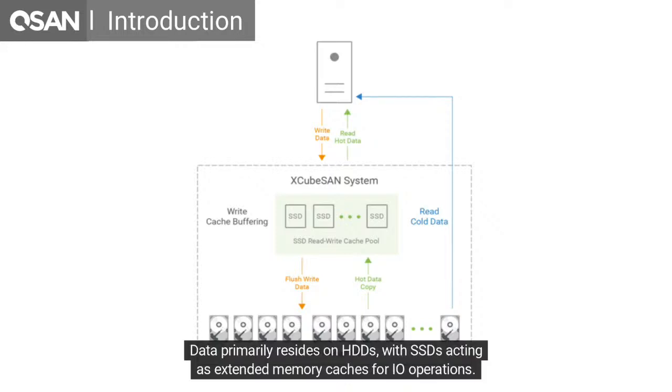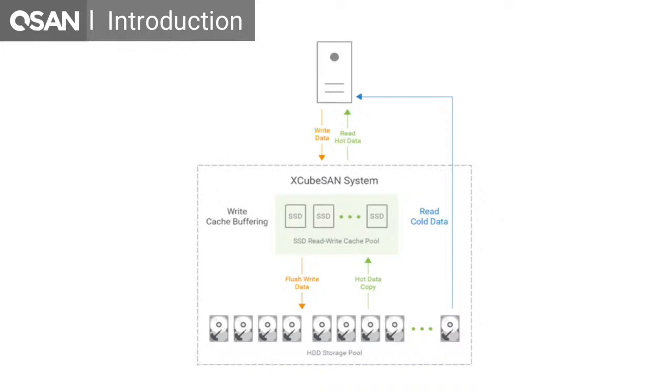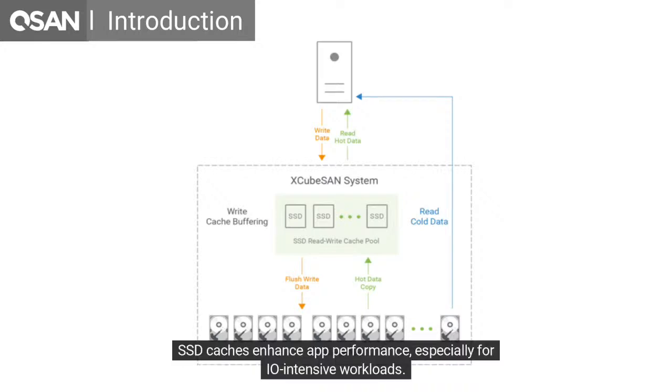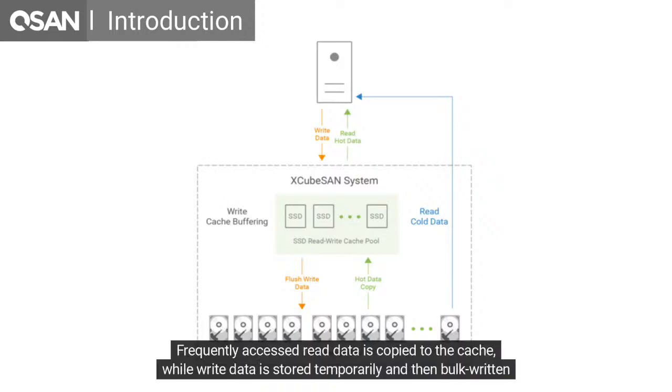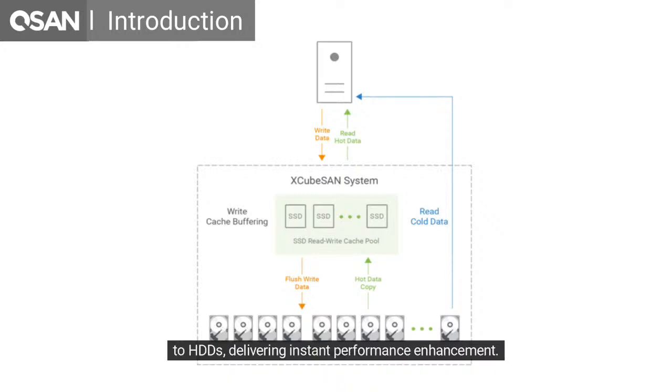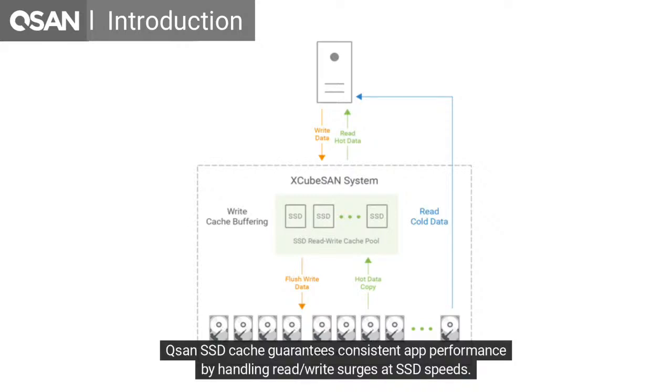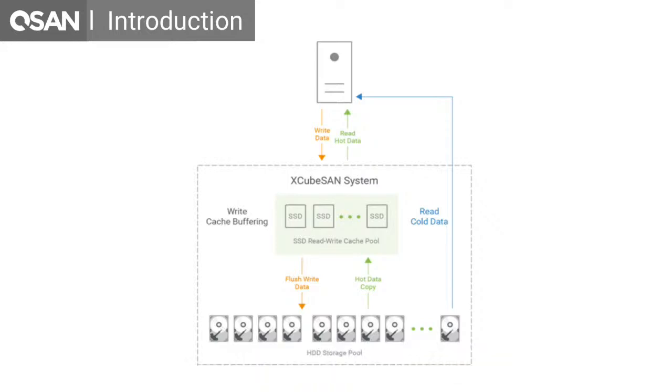Data primarily resides on HDDs, with SSDs acting as extended memory caches for I/O operations. SSD caches enhance app performance, especially for I/O-intensive workloads. Frequently accessed read data is copied to the cache, while write data is stored temporarily and then bulk written to HDDs, delivering instant performance enhancement. Kaizen SSD cache guarantees consistent app performance by handling read-write surges at SSD speeds.